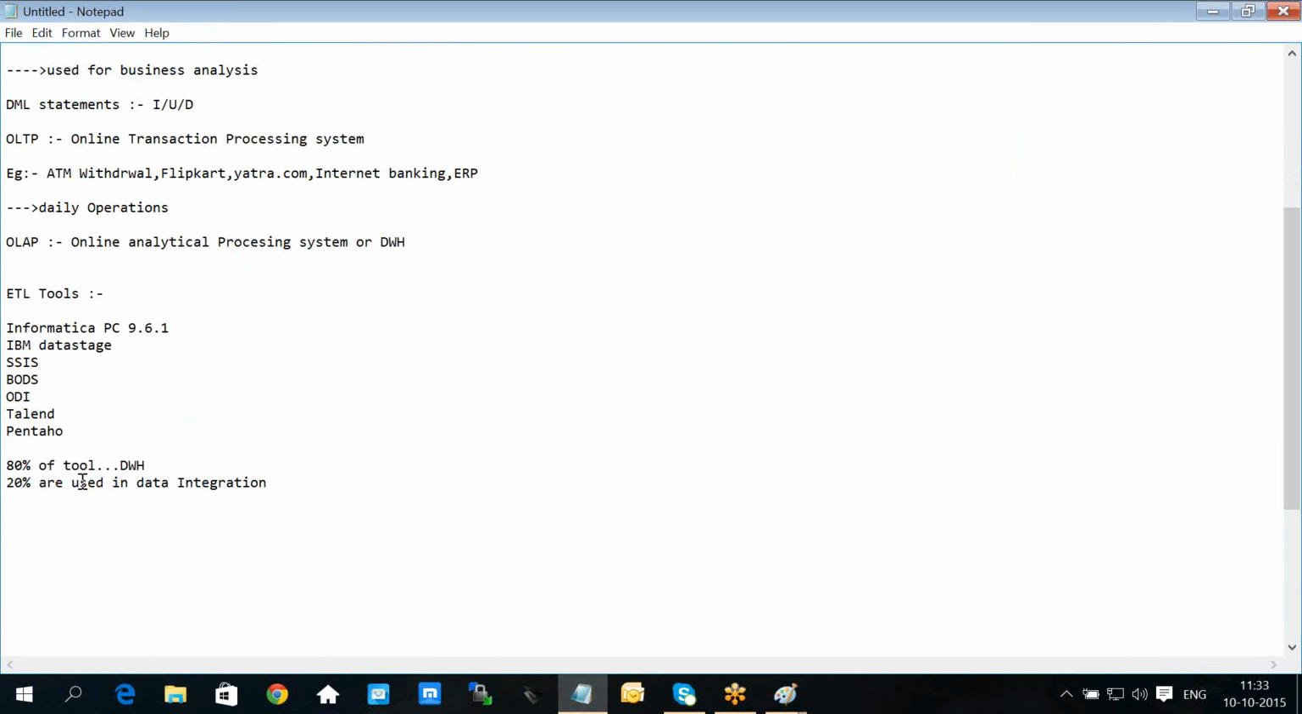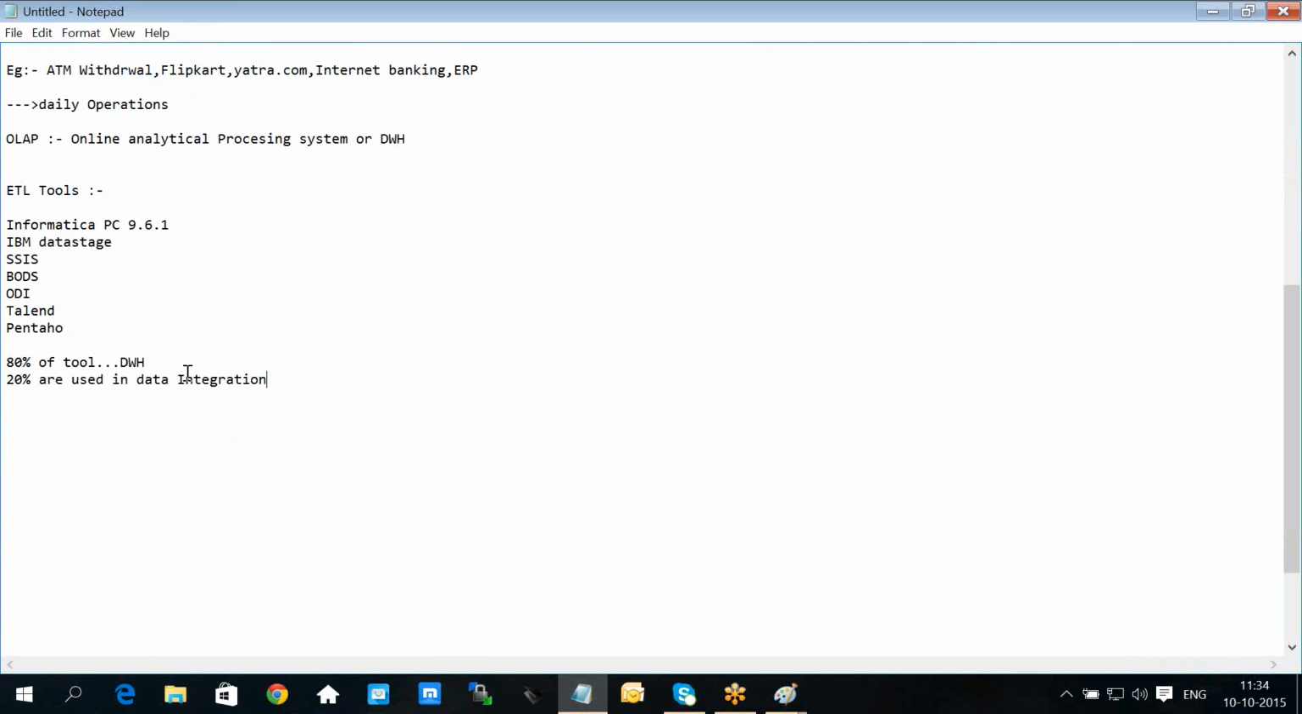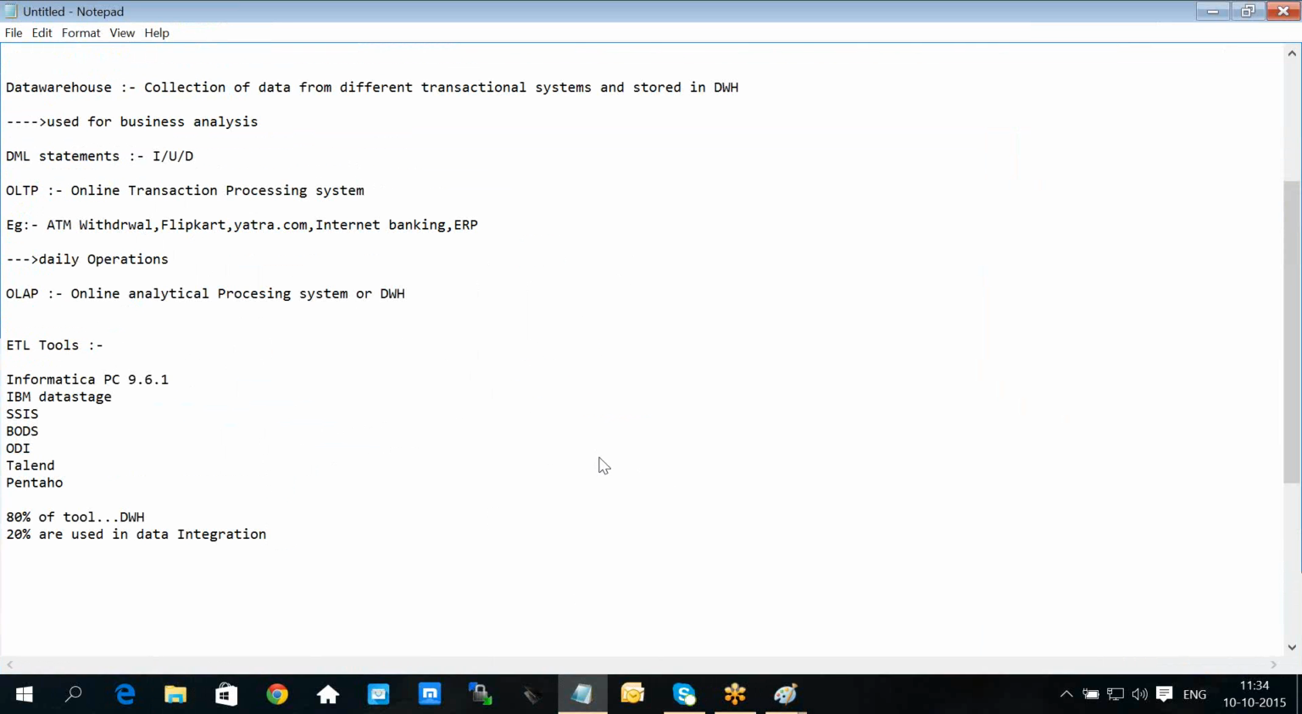So your ETL tools might be used, 20% is used in the data integration world also. Or if you want to move the data from SQL Server database to Oracle, I can just use an ETL tool and move the data from SQL Server to Oracle. So this is how you can use the different ETL tools.